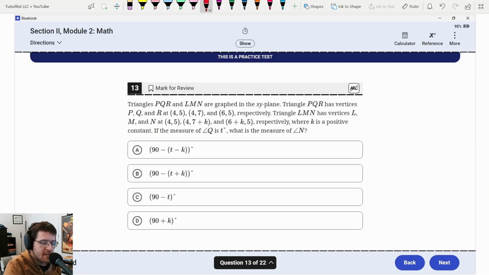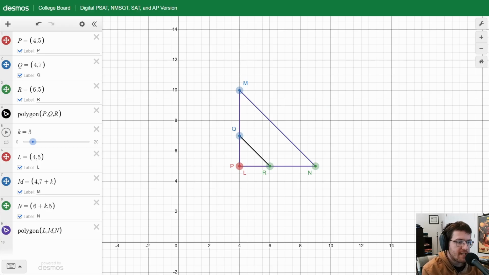Okay, question 13. I think this question will make a lot more sense, and we'll be able to figure out what we need to do, if we first plot these points on Desmos. So let's go do that. Okay, guys, so all I did here was I typed in all the points, labeled them, and then I used the polygon command to plot the triangles. And then I also picked a random positive constant for k. So I just picked 3.